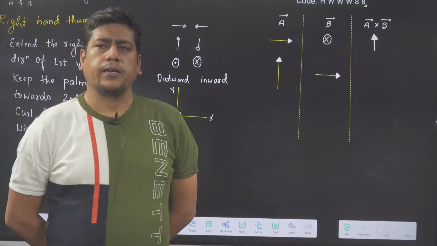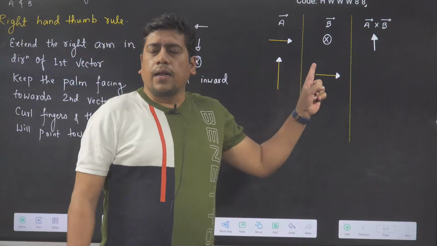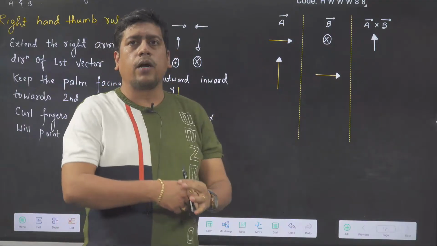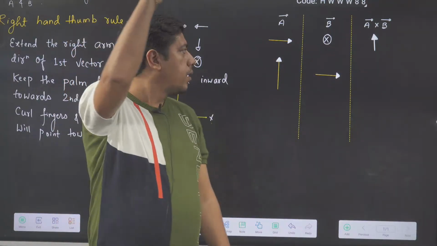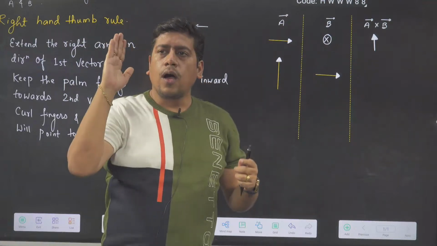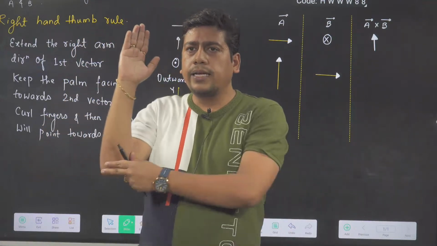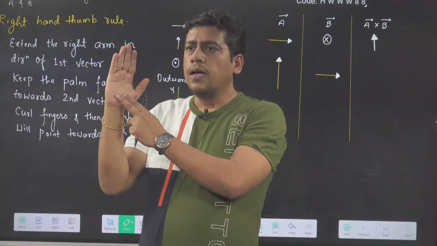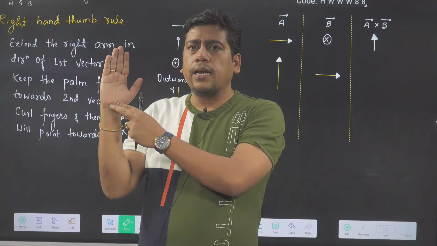Okay, let's check. Come on, extend your right arm. Arm should be in the first vector direction, upward. So arm should be like this, up, hands up in the air. Now, arm is up. I can extend like this, but it will go outside the frame. So please understand, I'm keeping like this.